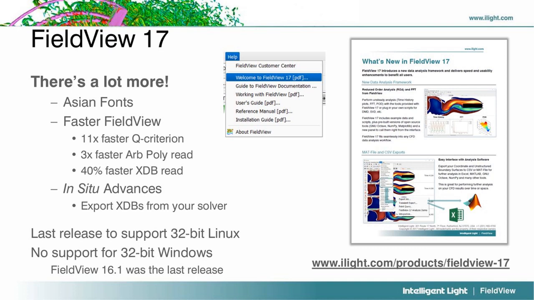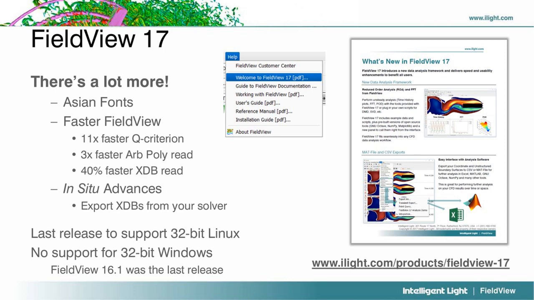But of course, there's a lot more to FieldView 17 that we won't have the time to cover in this presentation. We've added support for Asian fonts, which was a very big thing for all our customers in Japan. We've made FieldView faster in a number of areas. Just to name a few, we have a faster built-in Q criterion variable, which is 11 times faster to create big isosurfaces of Q criterion compared to the previous version of FieldView.